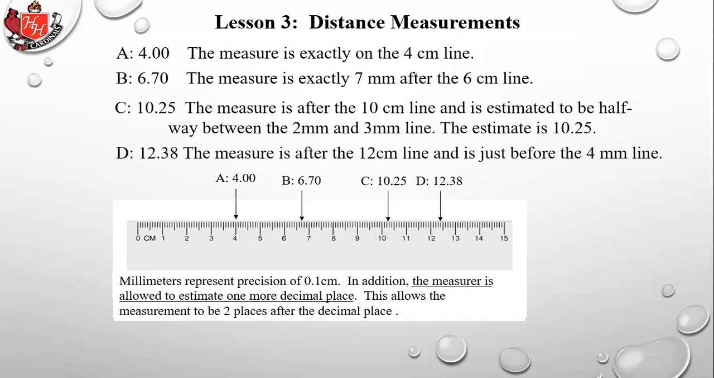How about this one? 12.38. So the measure is after 12 centimeters and just before the 4 millimeter line, the 4th line after the 12. You think it's just before that, so you're estimating that it's an 8. Maybe it's really a 7, maybe it's really a 9. Again, you're guessing at it, but you're doing the best you can with your eyes to determine how far in between the 3rd and 4th small line it is, and you're saying it's close to the fourth one, so we're going to say it's an 8.